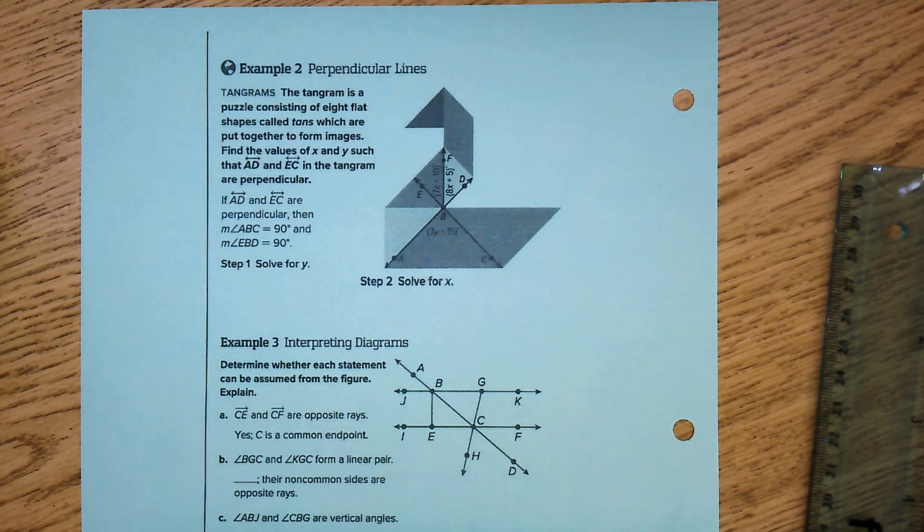All right, a tangram is a puzzle consisting of 8 flat shapes called tans, which are put together to form images. This looks like a swan, at least to me. All right, it says find the value of x and y. You have two values such that line AD and EC are perpendicular.